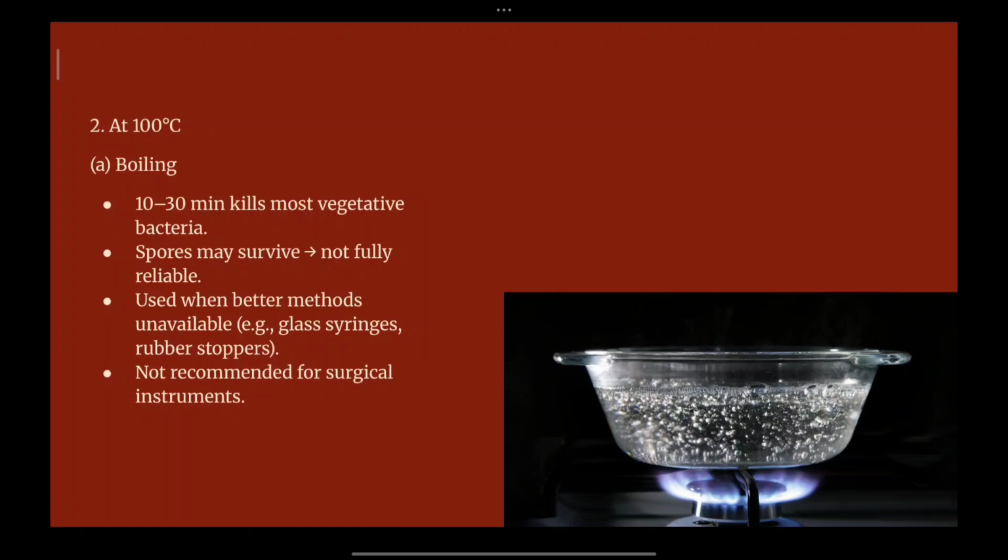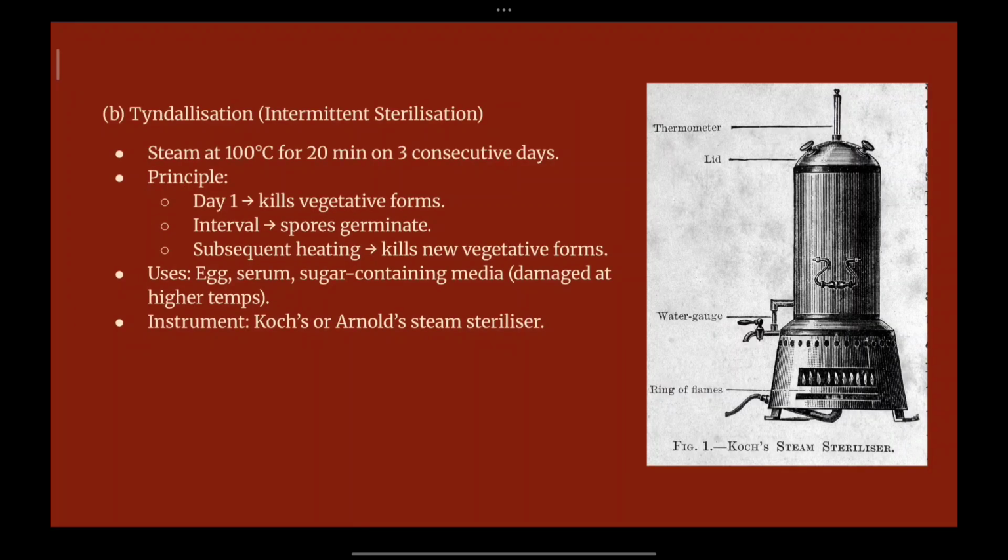The other materials can be used, and it can be done with surgical equipment as well, to remove the vegetative form, but not completely sterilize it. So this method is not meant for surgical instruments. It is meant only for the ones like the inoculums that are used, which do not cause any invasion into the body fluids. Now, tyndallization is an intermittent sterilization.